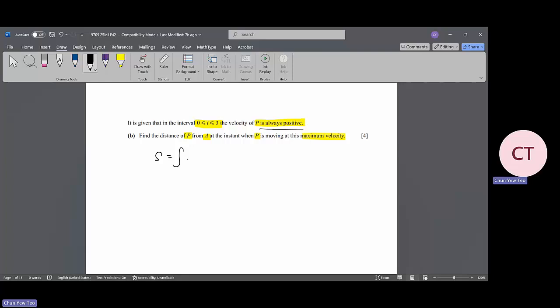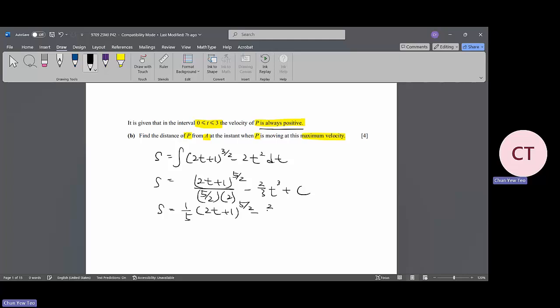To find s, you just need to integrate the velocity, (2t plus 1) power 3 over 2 minus 2t squared, dt. So you will have (2t plus 1) power 5 over 2 divided by 5 over 2 times 2, minus 2 over 3 t cubed plus c. Okay, so you simplify it first, you get 1 over 5 of (2t plus 1) power 5 over 2 minus 2 over 3 t cubed plus c. Then when t is equal to 0, s is also equal to 0. So it will be 0 equals 1 over 5 minus 0 plus c. So therefore c is negative 1 over 5. So replace it inside, then you can get the displacement formula. It will be like this.